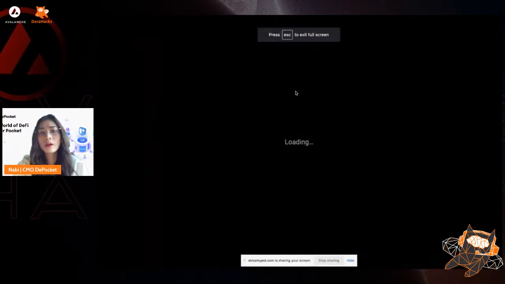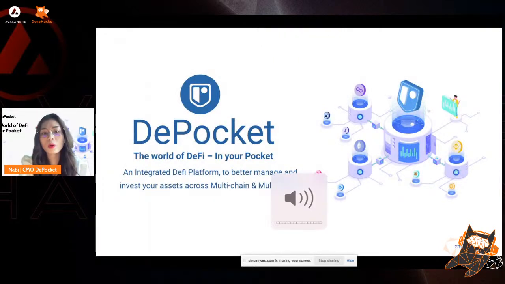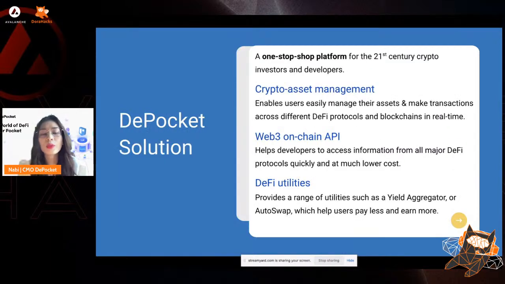DePocket is an integrated DeFi platform that supports people to manage and invest their assets across multi-chain and multi-wallet. We see that the problem for most traders and investors in cryptocurrency is that their assets are allocated on various DeFi platforms and blockchains, which makes it difficult to track and manage their assets. And for developers, it's expensive to build a new DeFi application. So that's why DePocket has a solution. We have a one-stop shop platform for investors and developers.